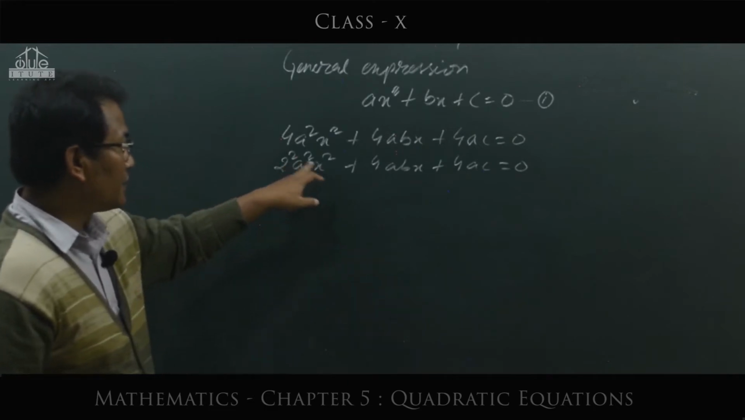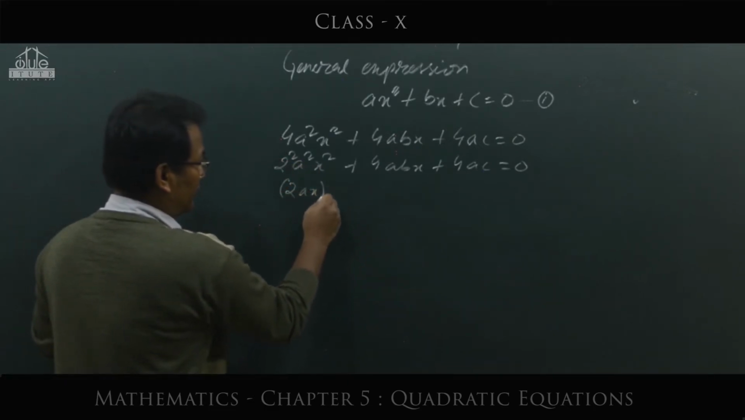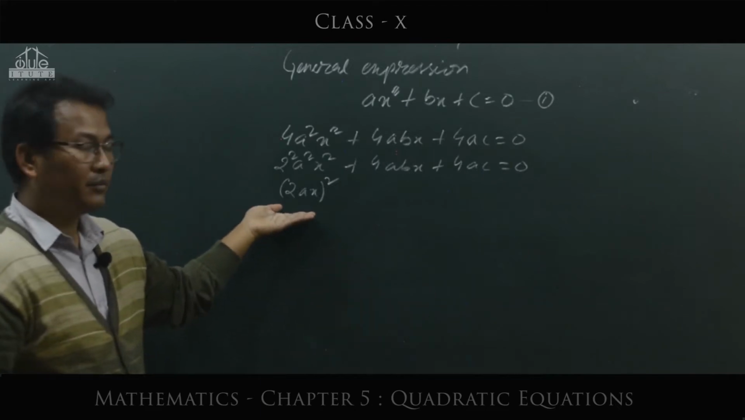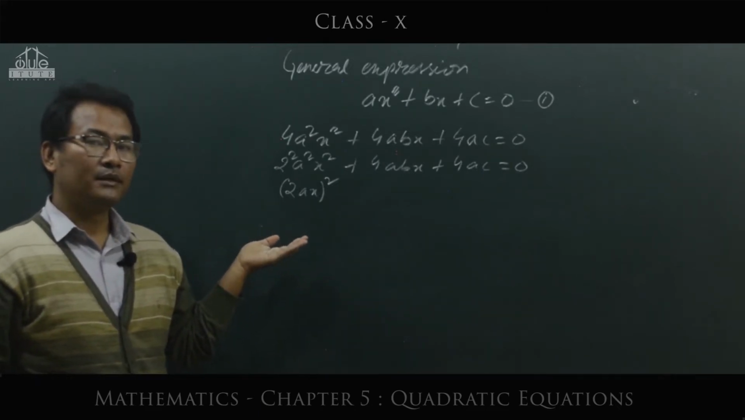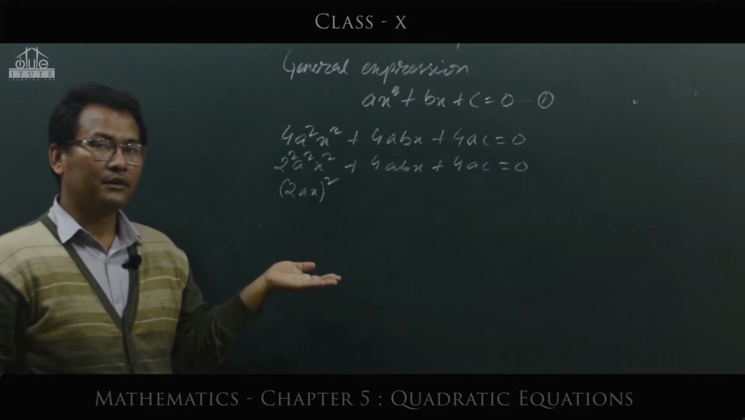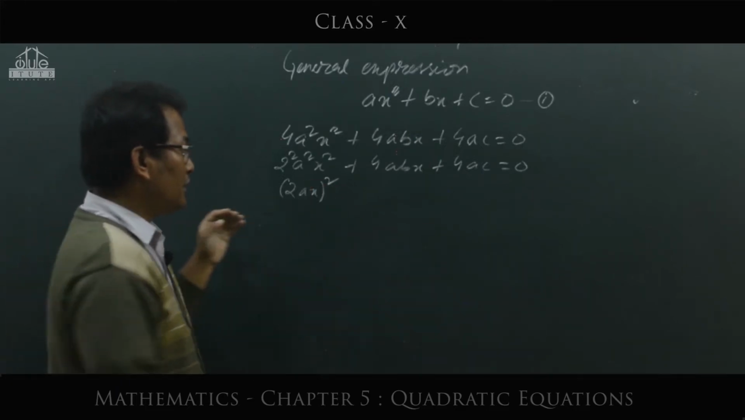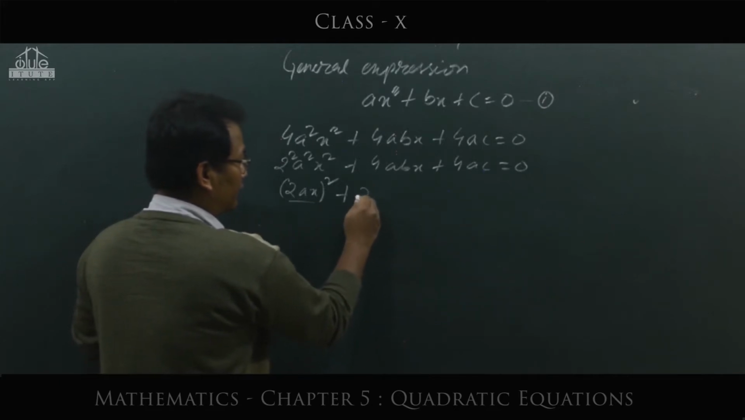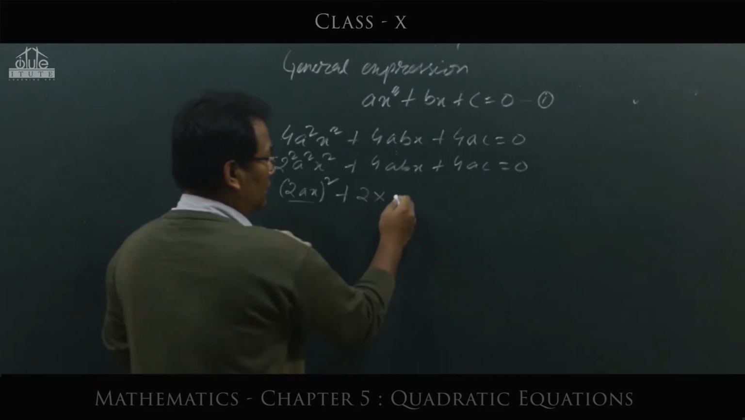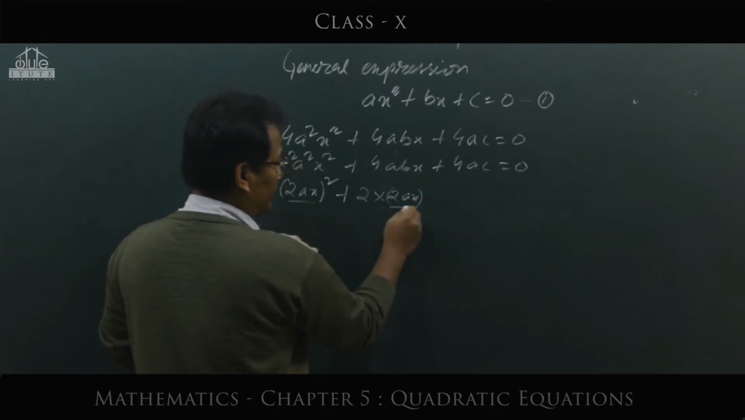Since all the exponents are the same, I can take the exponent 2 common and write it this way. The first term becomes this. Using the algebraic identity a plus b whole square equals a square plus twice of ab plus b square, our first term is twice of ax. In the second part, I'll modify to get the first term, so I have 2 into twice of ax, this is our first term.